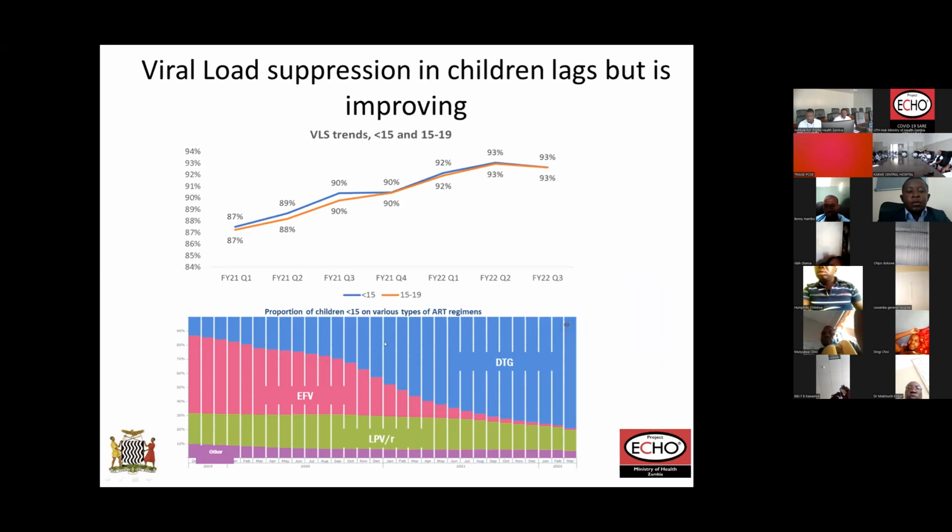The graph on the bottom shows how we have done with transitioning children from a surveillance-based to DTG-based regimens. And this transition has largely correlated with the improvement in viral load suppression that we have seen for children from 88 to around 93%. As you can see towards the end of the graph on the bottom, majority of recipients of care on surveillance have been transitioned to DTG-based treatment regimens.